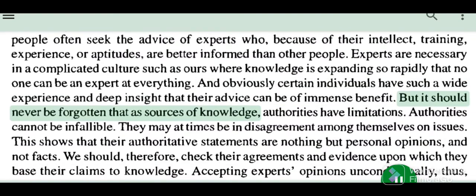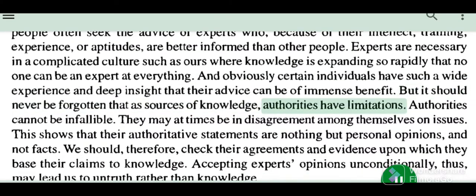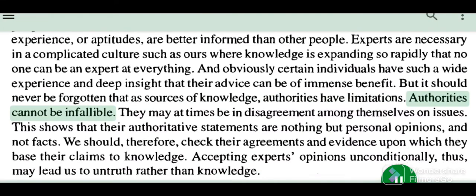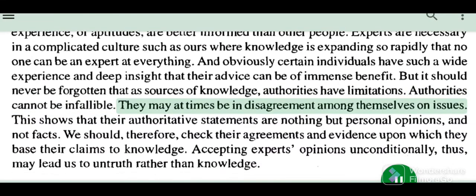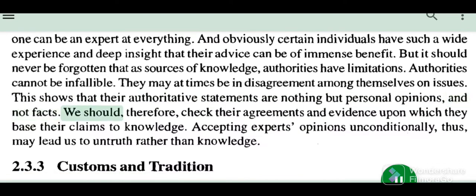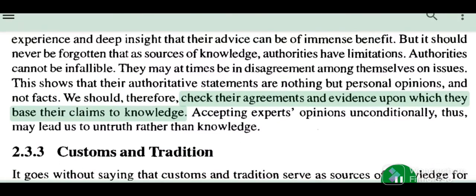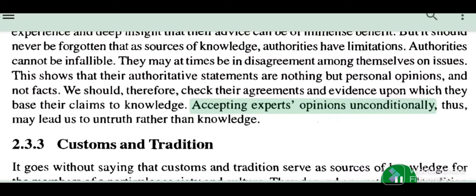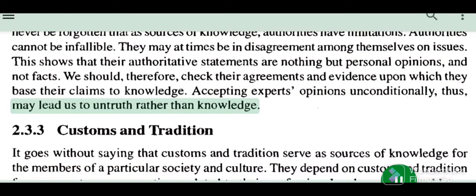But it should never be forgotten that as sources of knowledge, authorities have limitations. Authorities cannot be infallible. They may at times be in disagreement among themselves on issues. This shows that their authoritative statements are nothing but personal opinions, and not facts. We should, therefore, check their arguments and the evidence upon which they base their claims to knowledge. Accepting experts' opinions unconditionally may thus lead us to untruth rather than knowledge.